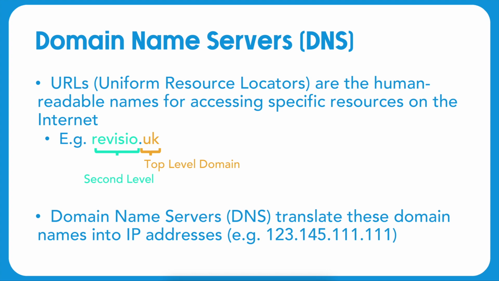When a user enters a domain name into their web browser, the computer sends a request to the DNS server, which looks up what the corresponding IP address is for that domain name. The computer then uses this IP address to contact the server that it's trying to access to get the data from.